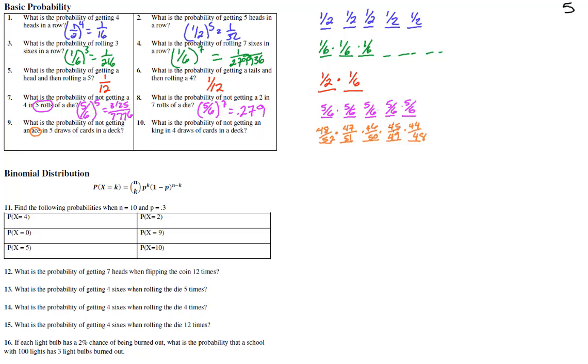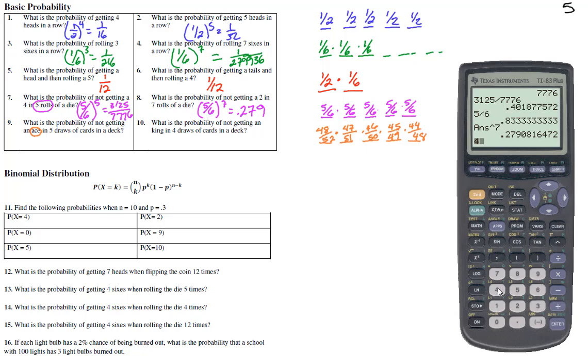48 times 47 times 46 times 45 times 44. So let's do this on the calculator. 48 times 47 times 46 times 45 times 44. Okay, so this is the numerator, and then we're going to divide by, and put all this together, 52 times 51 times 50 times 49 times 48.